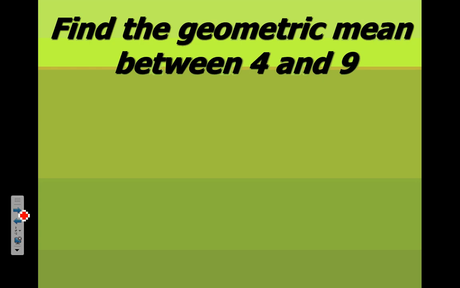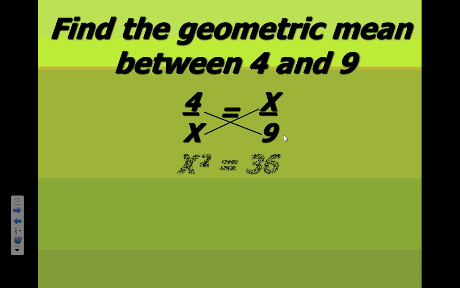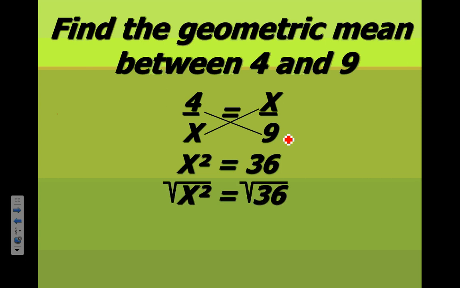Alright, so you need to find the geometric mean between 4 and 9. Okay, so you do 4 over x equals x over 9. You cross multiply. X squared equals 36. We take the square root of both sides, and we get x equals 6. The geometric mean will always be positive.